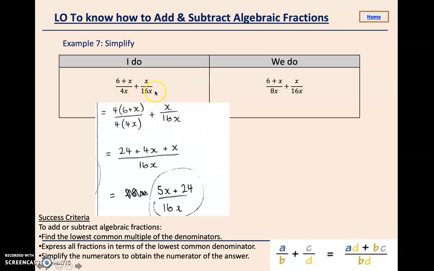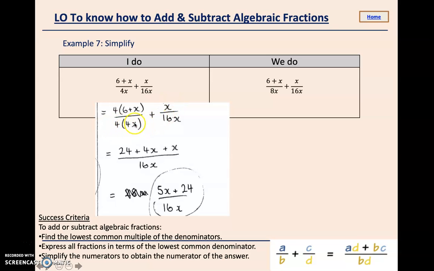Now again, if I have a look, we have 1x in each denominator, so I don't need to times 3 by x, that's happy. Now we have 4x here and 16x, so if I times this side top and bottom by 4, I will get my 16x. So we do that, 4 times 6 gives us 24, 4 times x gives us 4x, and we have plus x here.